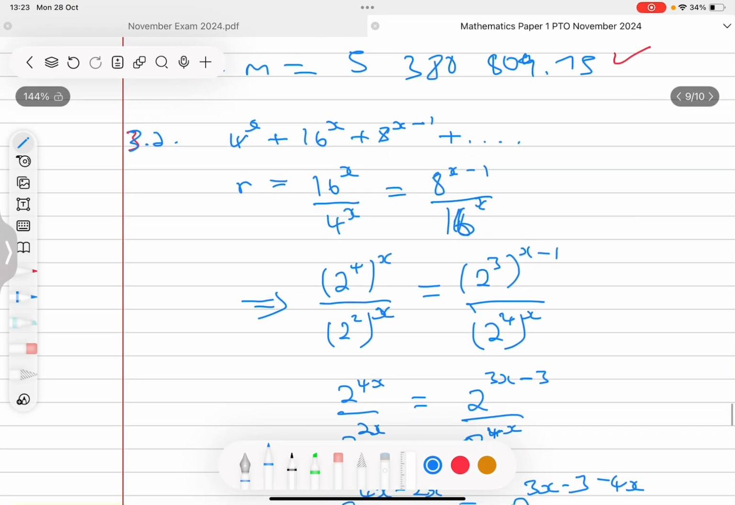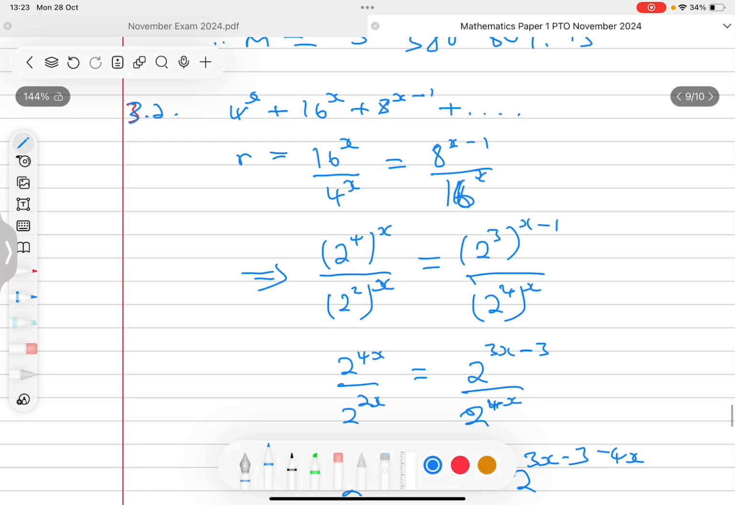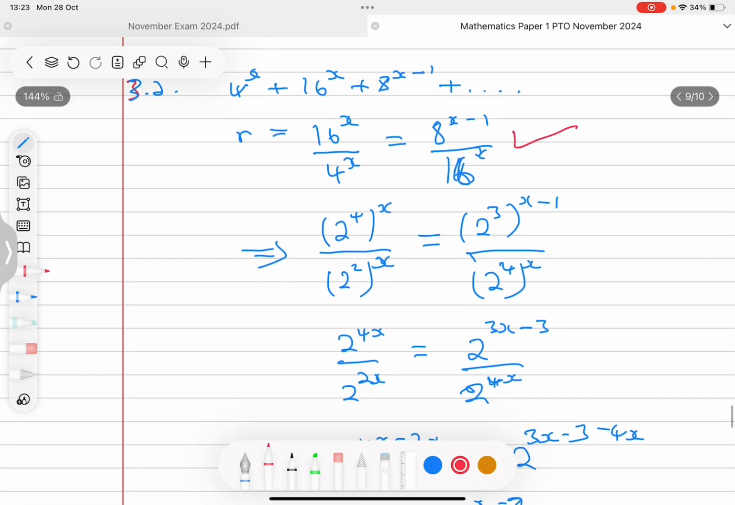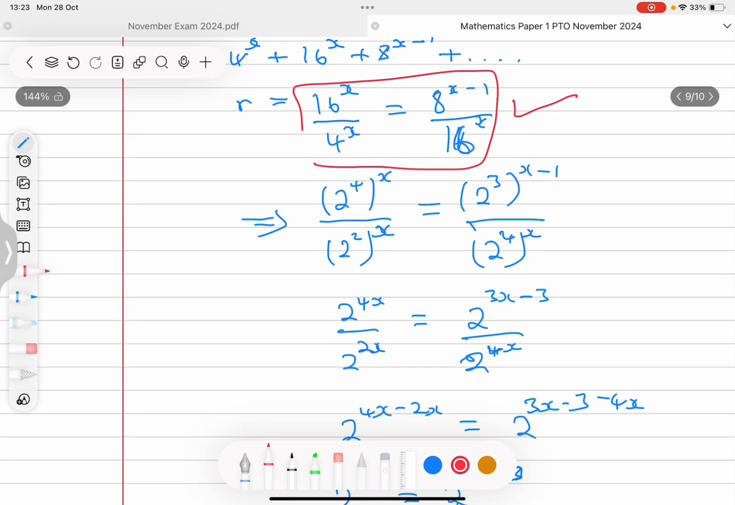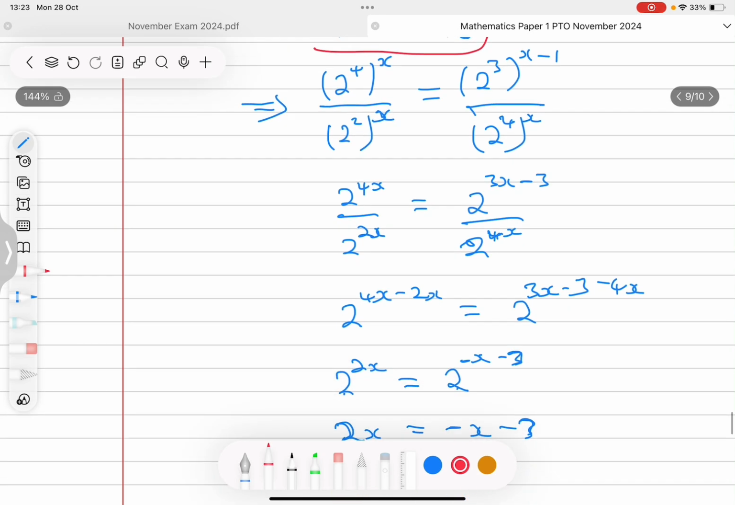So the first mark will come from the fact that you know that the common ratio should be given by this, meaning setting up these two ratios to be the same. The third term divided by the second term equals the second term divided by the first term.